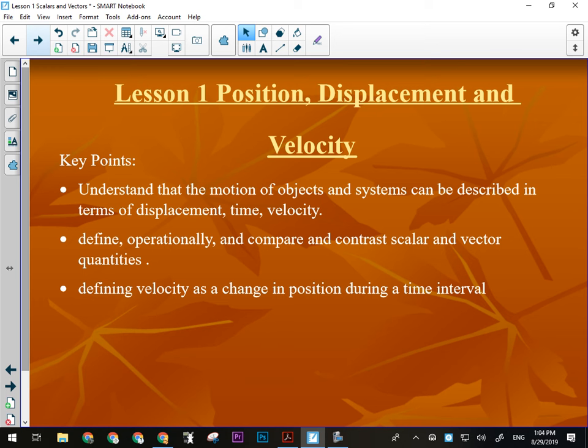And that's what point number 2 is talking about, looking at scalar and vector quantities, which is something you talked about in Science 10. And looking at velocity as a change in position during a time interval. That is also something you looked at before. That's this formula: v equals d over t.